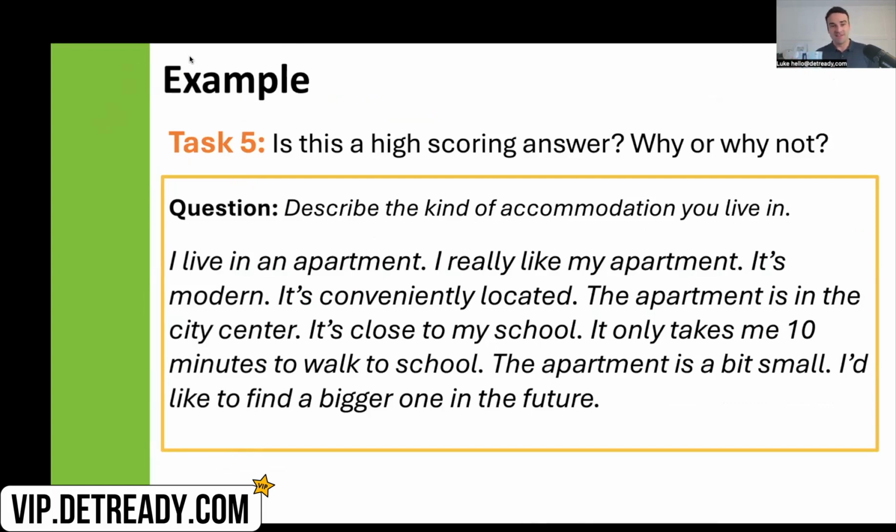Based on grammar. Think about grammar. So lots of no's. Why? Why is this not a high scoring answer? Federico, he knows, he joined my lesson on Monday. Okay, lots of you said it's a very simple answer, simple sentences, no linking phrases.